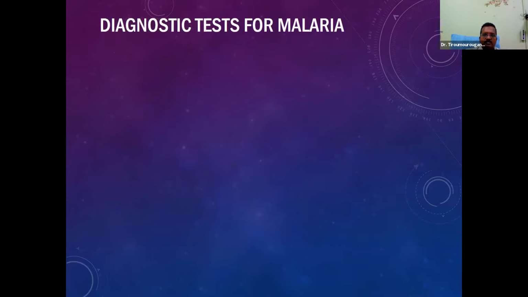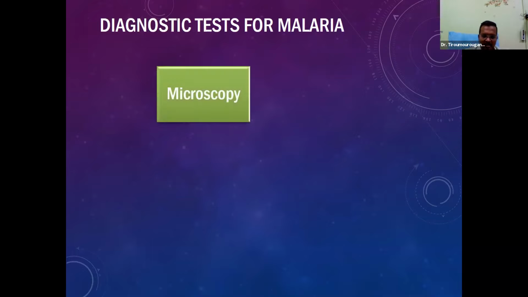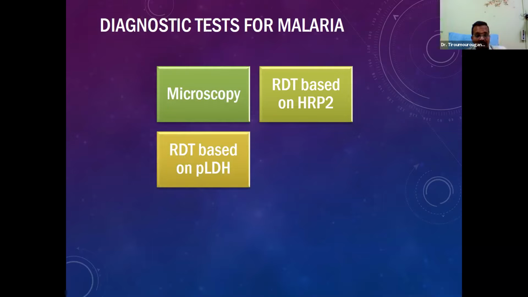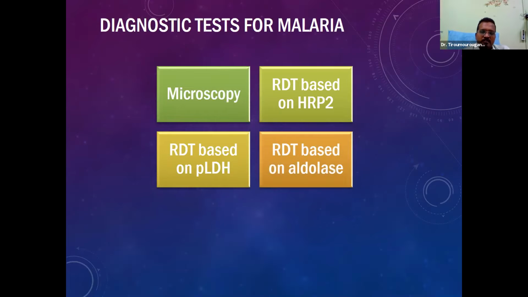So I would really like to know the diagnosis. The simple thing to do would be to send him for a peripheral smear, except I don't have a technician. So what shall we do? Shall I do an RDT based on HRP2, an RDT based on parasite lactate dehydrogenase, or a rapid diagnostic test based on aldolase?